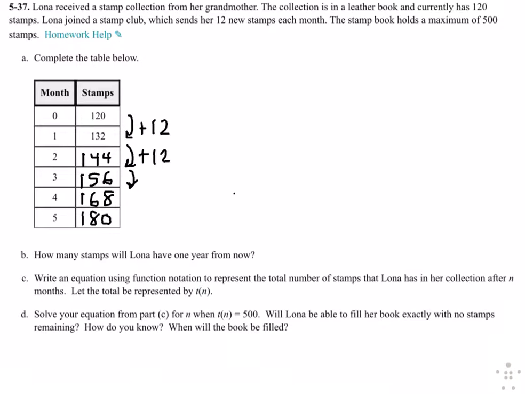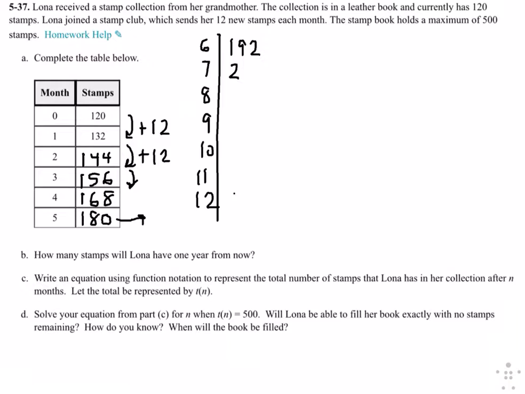So we could keep going, right? I could extend the table. 6, 7, 8, 9, 10, 11, 12. We could do this, right? And so I'm at 180, right? I'm right here, and I'm going to add 12. So 192, and then plus 12 is 204.